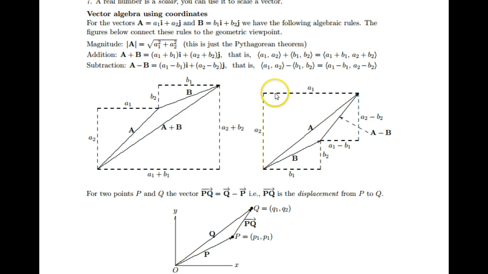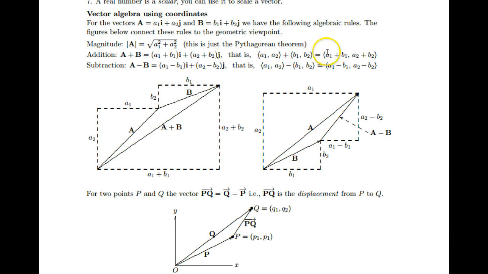So if we look at what our resulting vector is, our A minus B vector, the total distance for the A vector is A1, and the total height is A2. For this vector A minus B, this distance is A1 minus B1, that's what's left here, and then this one is A2 minus B2. So we can just subtract the components. For vector A minus vector B, we have A1 minus B1 times i plus A2 minus B2 times j. Okay?